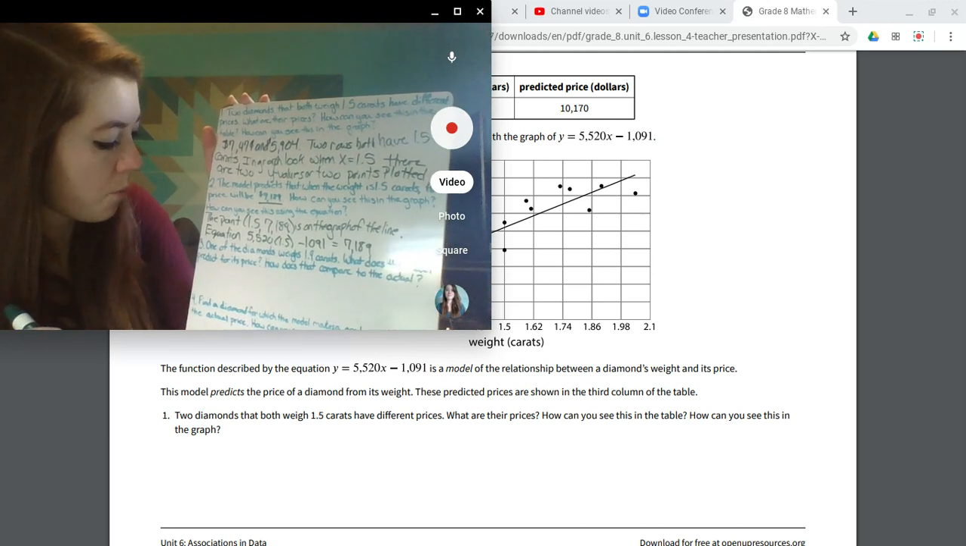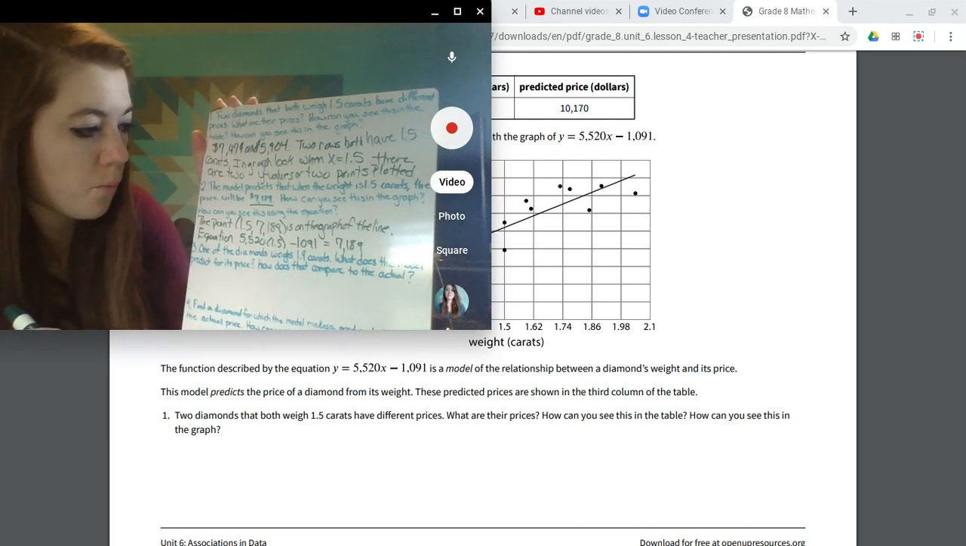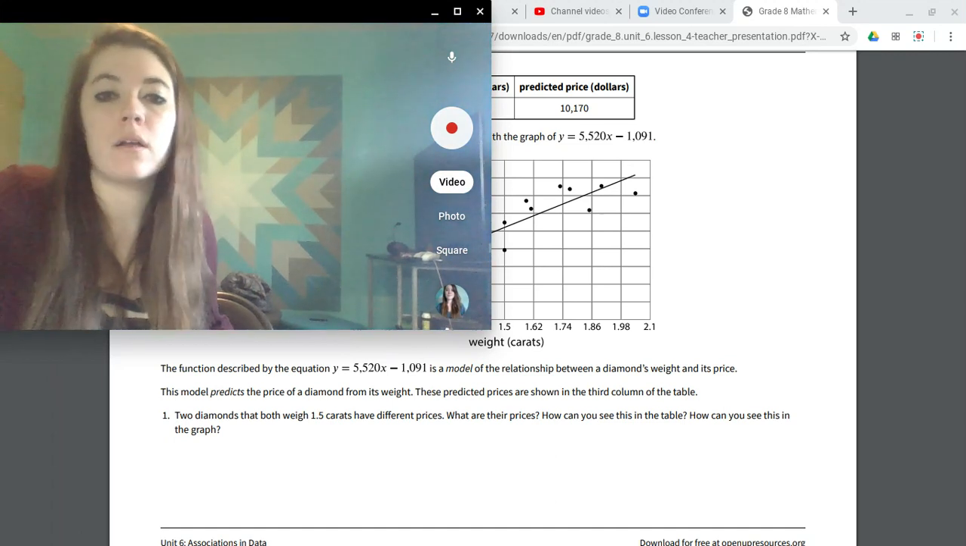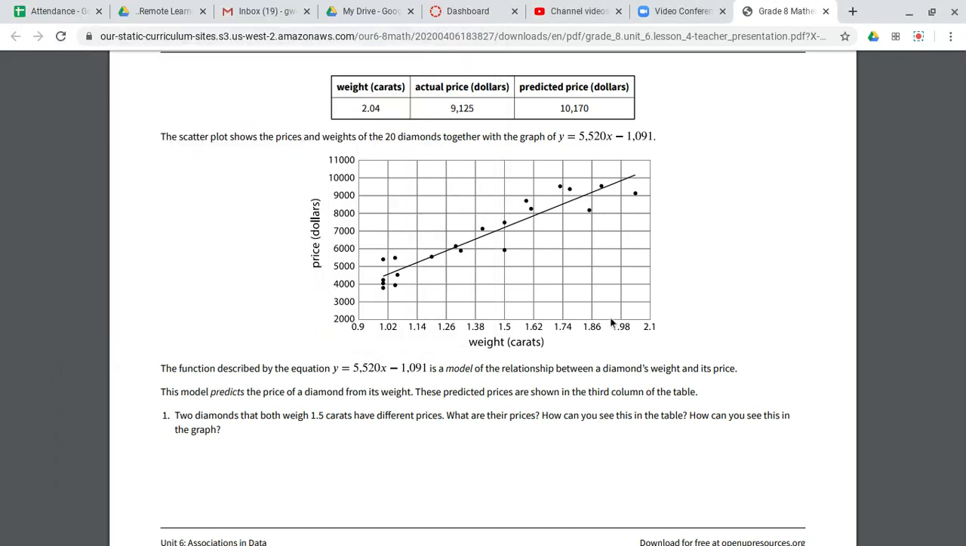All right, for number 3, one of the diamonds weighs 1.9 carats. What does the model predict for its price? How does that compare to the actual? So let's take a look at our model here. So looking at 1.9, we've got 1.98, so that's a little higher, but 1.9 would probably be about here. So looking at that, it's telling us that it'll be about 9,000 and some.